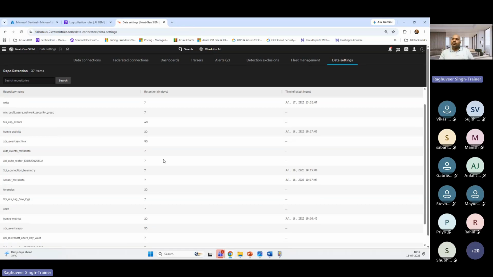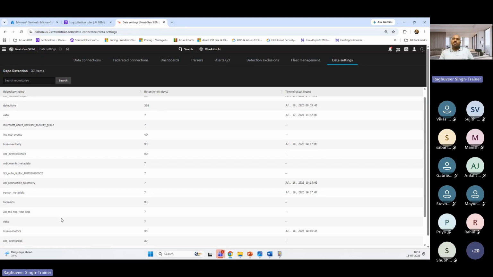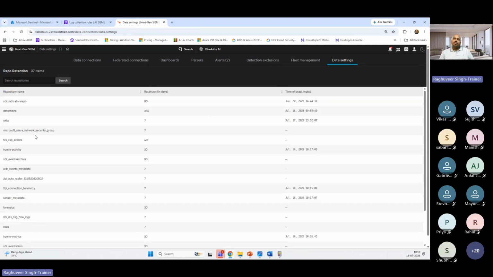For example, over here in CrowdStrike, you can see the retention is configured, right? Is there an option to change these retentions right now? No, I don't see an option anywhere. Do I see an edit button? No. So if I want to change the retention period, I will need to raise a support request with CrowdStrike, and then I can discuss that this is what I want to change. Hope that answers your question, Steven.